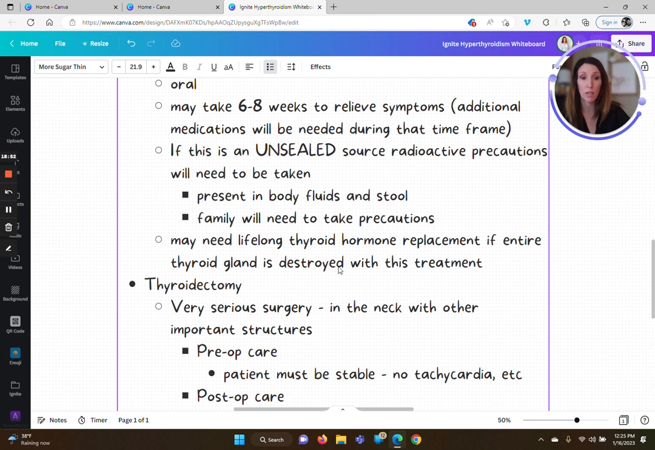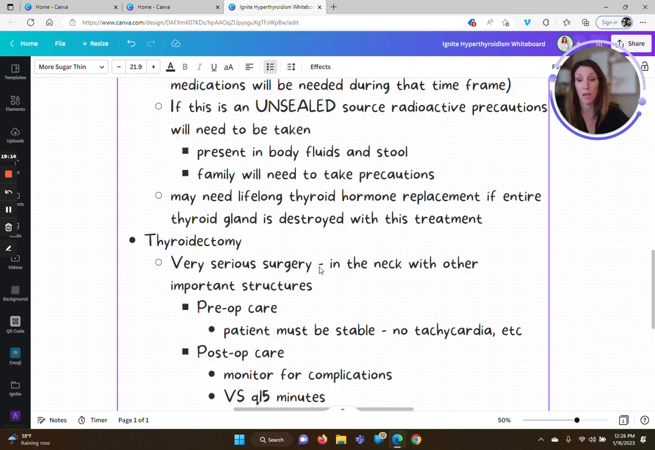And then if their entire thyroid gland is destroyed with radioactive iodine, then they're going to need to take lifelong thyroid hormone replacement. So I did radioactive iodine because I had hyperthyroidism. My thyroid was just destroyed from that. Now I don't produce any thyroid hormone. Now I'm going to have to take levothyroxine or thyroid hormone to try to help that.